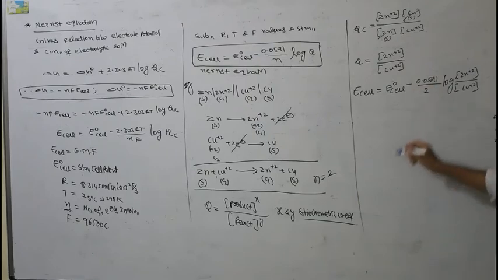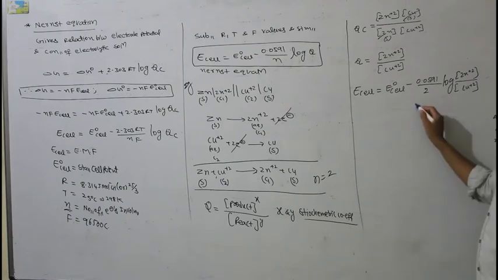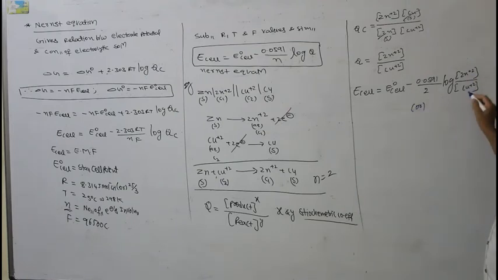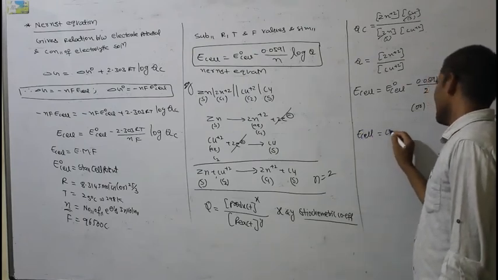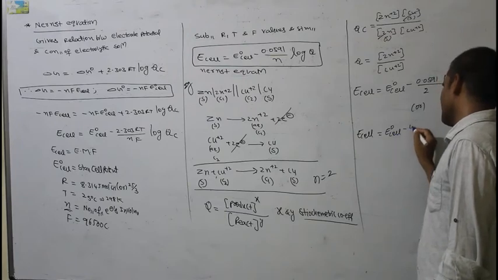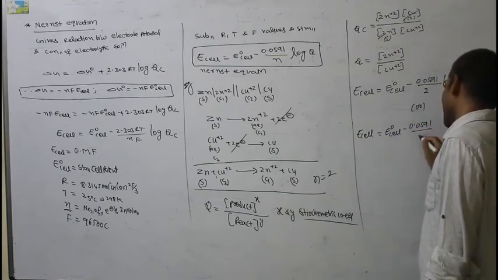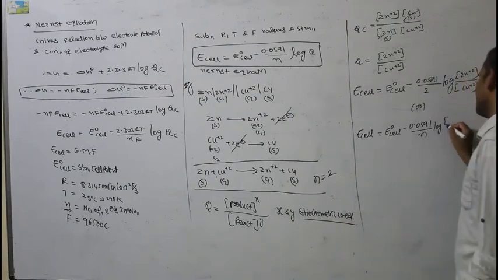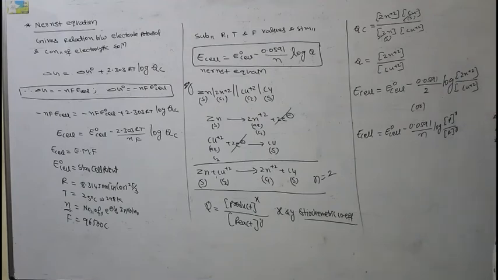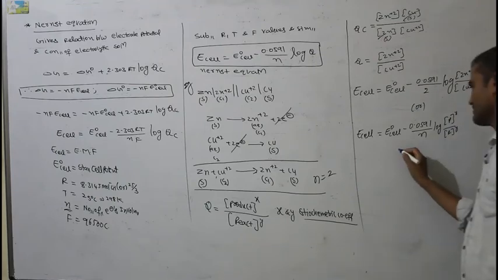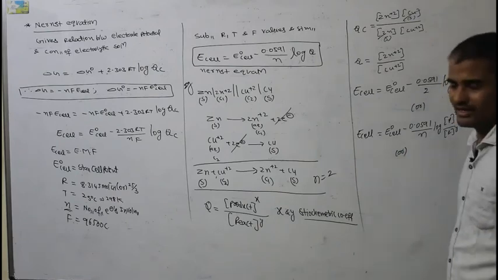The concentrations are given as C1 and C2, so you can substitute the C1 by C2 value. Rather than writing Zn2+ by Cu2+ in the Qc, we can write it like this: E cell equals E naught cell minus 0.0591 by n log of concentration of product power X by concentration of reactant power Y. Just with variables I am taking. X and Y indicate the stoichiometric coefficients of the reactant and product. If not, we can write it another way.